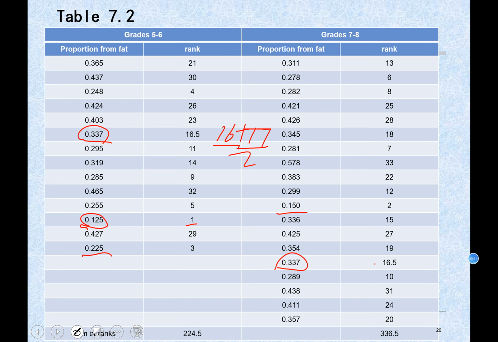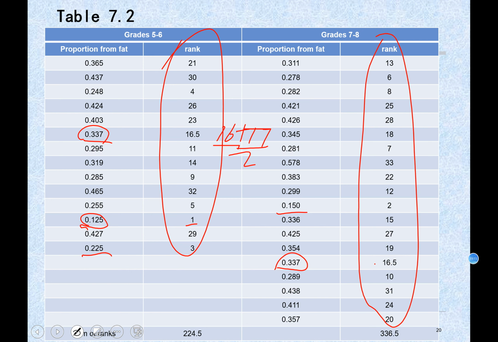Okay. And then we need to sum the ranks separately in each group. So that means when we rank the numbers, we need to pull all the numbers together. But when we sum the ranks, we need to do that separately. So here we calculate the summation of the ranks in group 1, and then we calculate the summation of ranks in group 2. We can get two numbers.